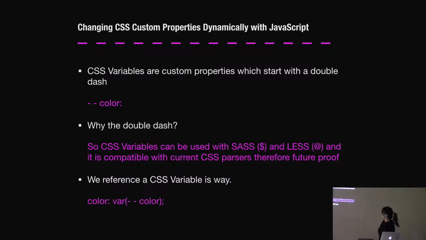The reason these custom properties are cool is that, unlike Sass and Less, they don't need any compiling of any kind. So it leaves things dynamic in a sense. You can still change things within the browser after Sass and Less have run. So it's very flexible in that sense. CSS variables can be used with Sass and Less, and they're compatible with current CSS parsers, therefore future-proof. That's the other reason we have the double dashes in place.